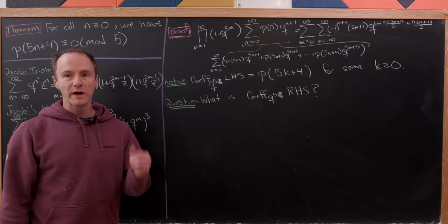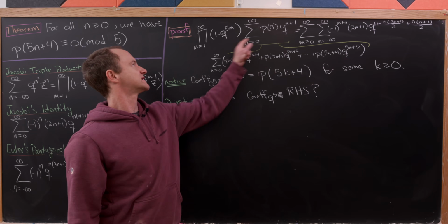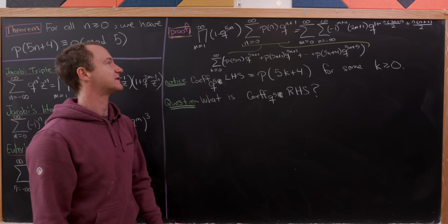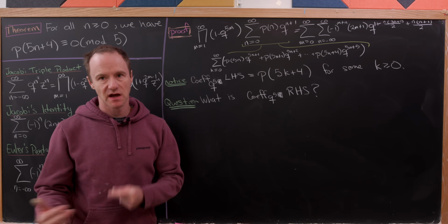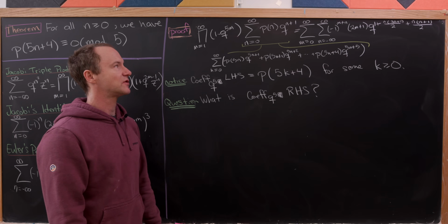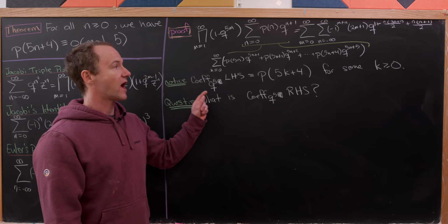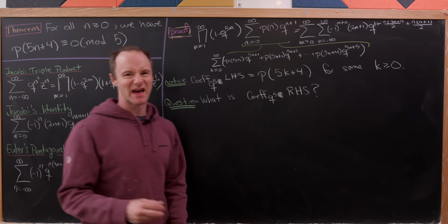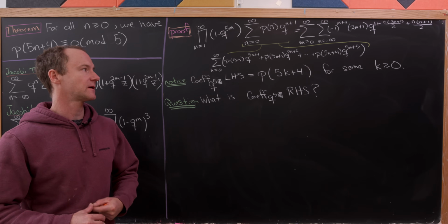Okay, so on the last board, we took this thing, which was the product as m goes from 1 to infinity of 1 minus q to the 5m times the sum of our partition function, or times our partition function multiplied by q. And we worked it into the following double sum. So I've put that together into one thing.